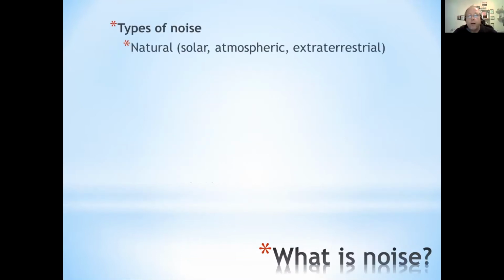Types of noise. Well, there's natural noise. We're going to talk about natural noise. This is solar noise, noise from the sun, atmospheric noise, and there's even extraterrestrial noise, right? Noise from other galaxies and stars. And there's basically man-made or industrial noise. And there's different ways to handle these two different types of noise.